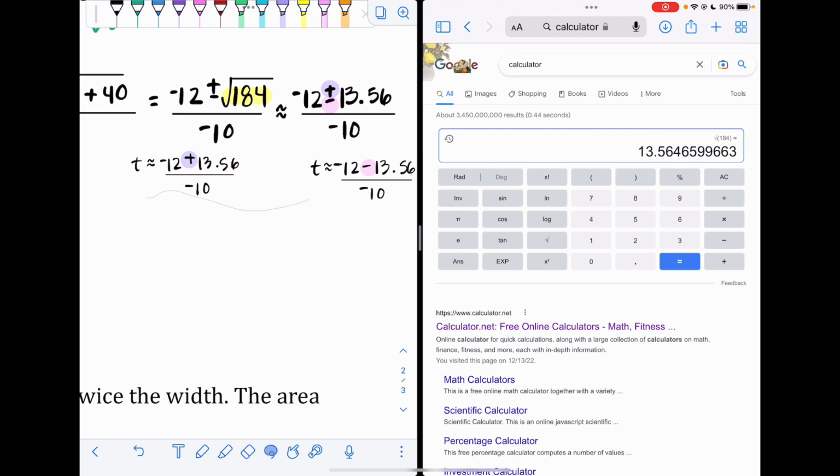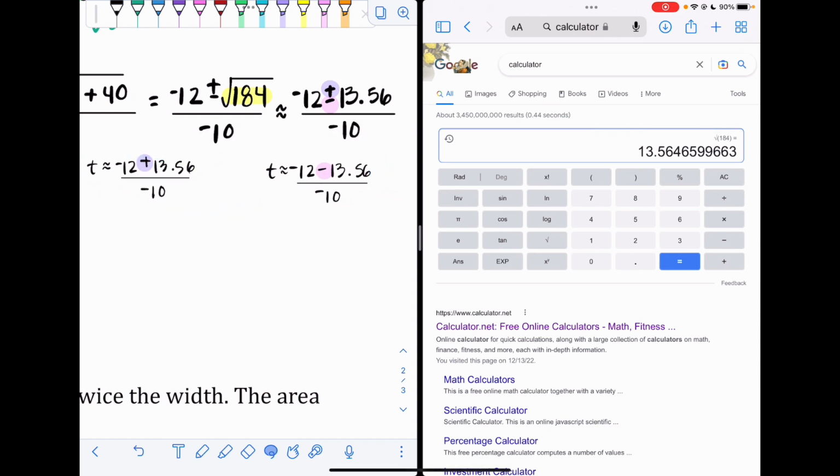I'm going to scooch both these over just so I have a little bit of room to write the final answer on each. So I'll line them up over here, and then I'll simplify the one on the left first. So negative 12 plus 13.56 is 1.56. And then I need to divide that by negative 10, and that's negative 0.156. I'm going to round it to 2 decimal places just to keep it consistent. So about negative 0.1, and then the 6 will round the 5 up to a 6. So it'd be negative 0.16.